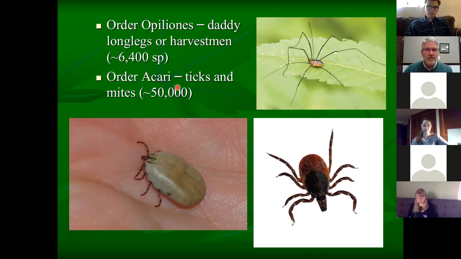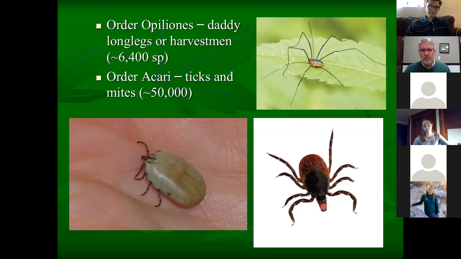Order Acari, that can creep people out. These are the ticks and mites. They've got chelicerae, just like Opiliones: chelicerae, pedipalps, 4 pairs of walking legs. Here's a tick. Here, sort of all put together, they've got chelicerae and pedipalps, and they drill the chelicerae into you and anchor themselves and then suck your blood, or your dog's blood, or deer blood, or whatever mammal they're trying to suck blood from.